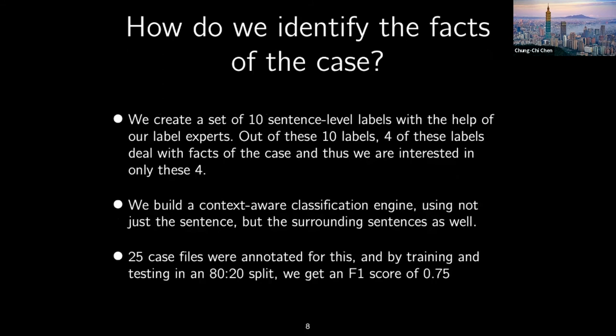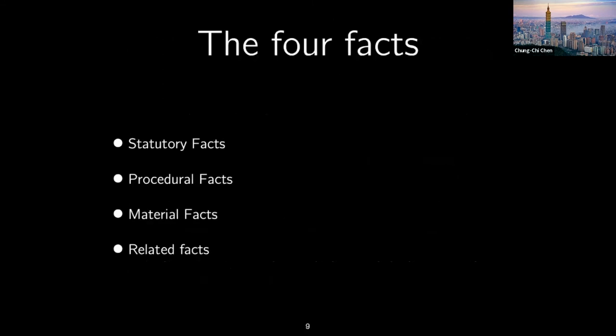We annotate 25 more case files for these sentence labels, and we train with an 80-20 split to get an F1 score of 0.75. As mentioned earlier, we are interested in 4 major facts. These facts are the statutory facts, procedural facts, material facts, and related facts, and we shall discuss more of these facts in the coming slides.